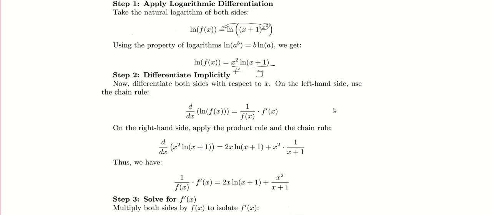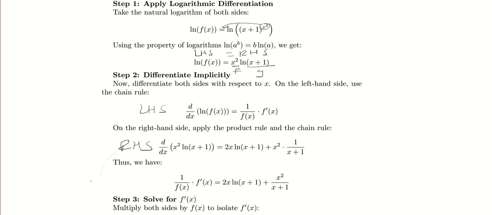And now I can simplify. So let's combine everything. Over here, this is the right-hand side, and this was the left-hand side. So we want to set the left-hand side equal to the right-hand side. Okay, we have 1 over f of x times f prime of x equals 2x times natural log of x plus 1, plus x squared all over x plus 1. We want to solve for f prime of x, because the problem said find the derivative.